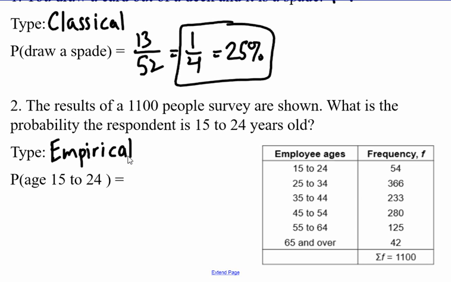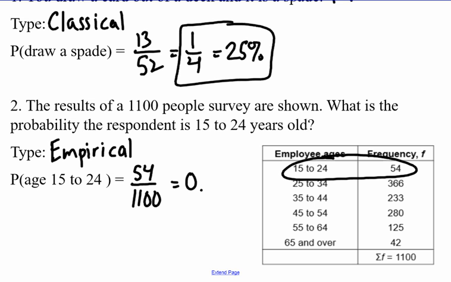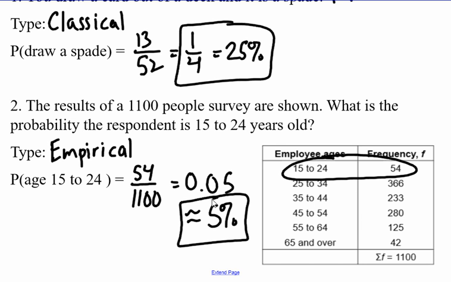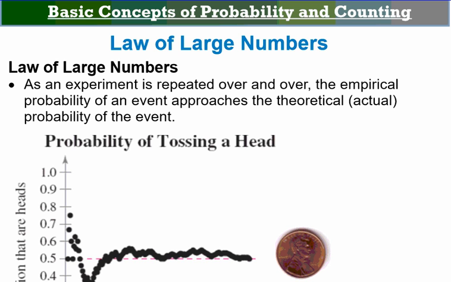I go over and look and I see there are 54 people between the ages of 15 to 24, and it was out of 1,100, so 54 divided by 1,100 I'll get as a decimal, and 54 divided by 1,100 is going to leave me at 0.05, which would be approximately 5%. It's about 0.049, but I rounded just to the nearest percent. So about 5% likelihood that they're going to be between 15 to 24 years old. So that's an example of empirical data, or empirical statistics.